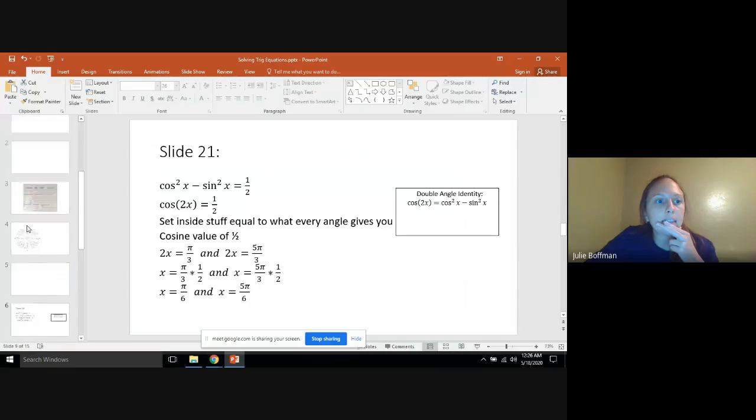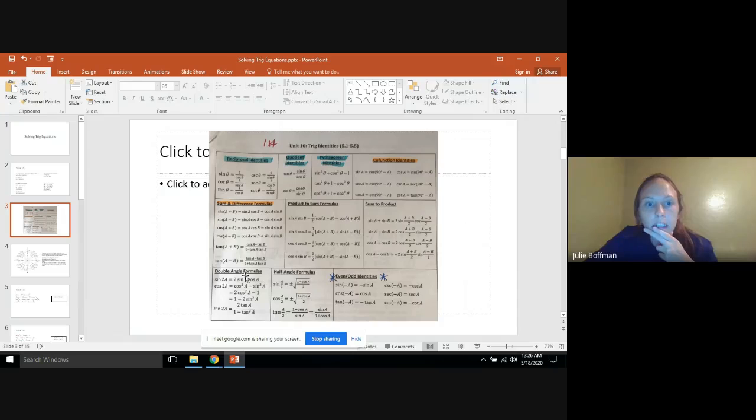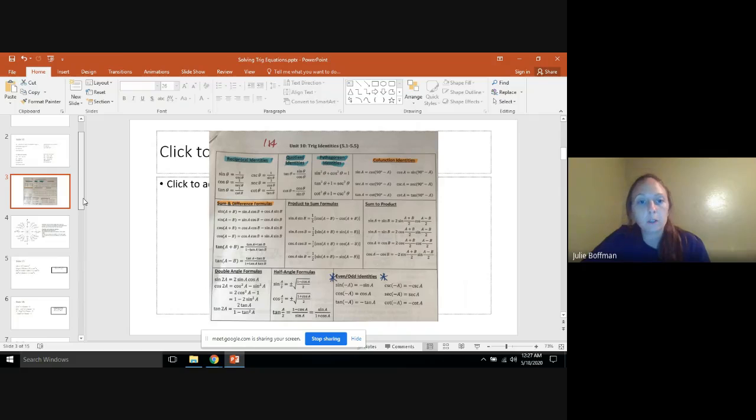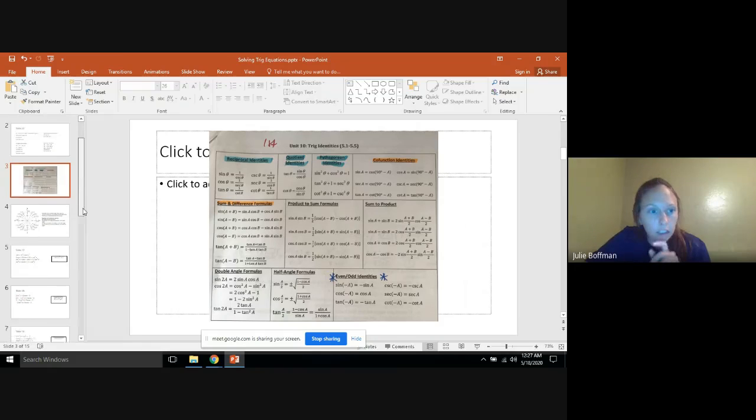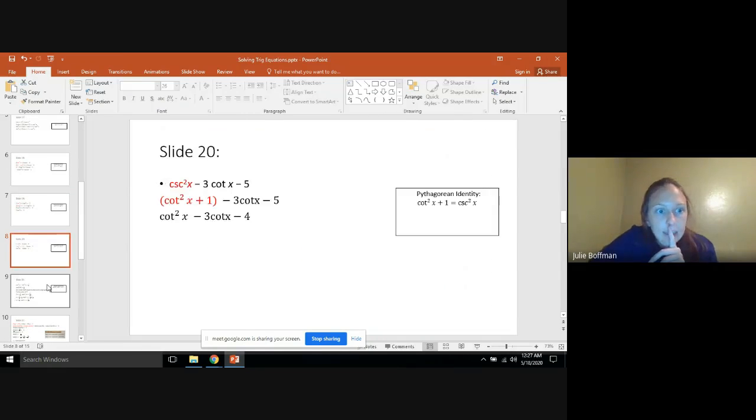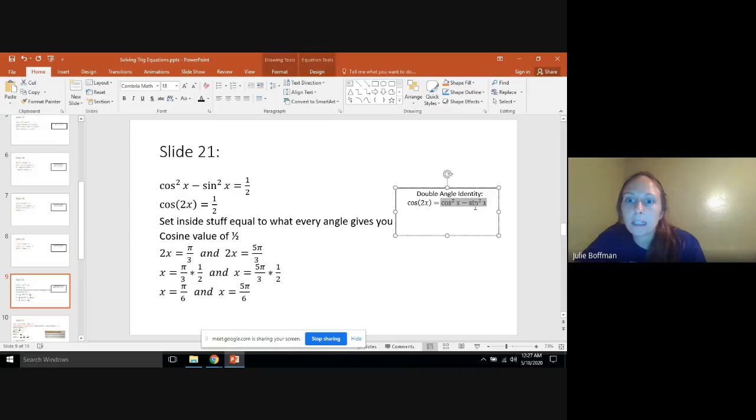So double angle identity. If we go back to this unit circle chart, we didn't do double angle formulas, but it's still pretty straightforward. If you notice our question said cosine squared minus sine squared. Well, that's this right here. Cosine, because the a can just be x, right? Cosine squared x minus sine squared x. So we can see that that equals cosine 2x. That's nice because when we solve trig equations, we like it to be only one trig function. So we can replace our cosine squared minus sine squared with just cosine 2x.